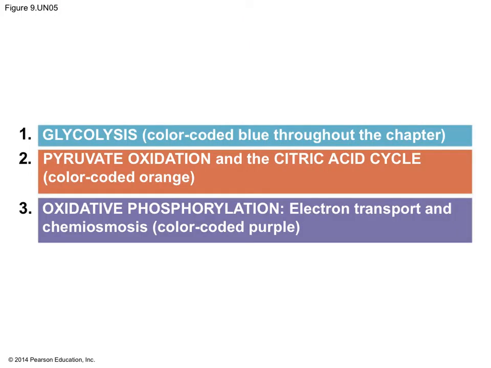As you use your book to study these different stages, they've shown glycolysis in blue throughout the chapter. Pyruvate oxidation and the citric acid cycle is shown in orange throughout the chapter, and then oxidative phosphorylation is shown in purple throughout the chapter. This is really nice because you can easily follow throughout the chapter with this nice color coding.